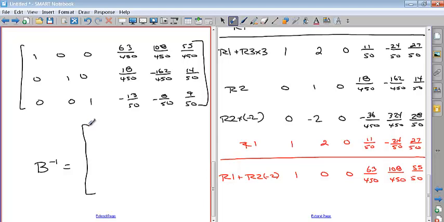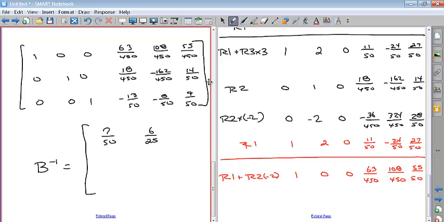63 divided by 9, that doesn't work. Oh, yeah, it does. So I can divide this by 9, so I'll get 7/50. 108 divided by 9 is 12, so I'll get 12/50. 55/50, but I actually can simplify that down. We can also simplify that one. 12/50 would be 6/25.